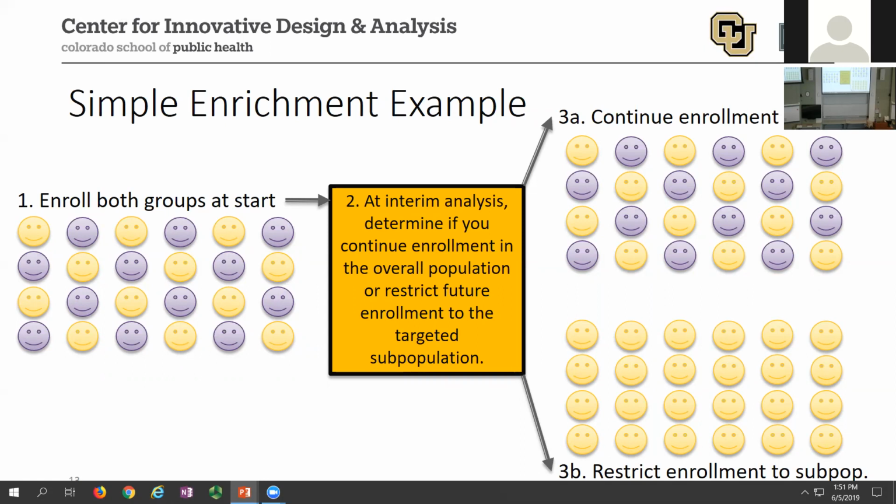Or do we want to restrict our enrollment in the next stage of the trial to only focus on these yellow smiley face individuals? Perhaps we've identified that there isn't promise shown in the purple smiley face subgroup, and we want to increase our power by focusing our second stage enrollment on the yellow smiley face individuals to have more information for those people. At this stage, we have two potential options, where we decide a priori to make that change and then follow through with thresholds or decision rules that we defined in advance, either enriching or maintaining the same subpopulation of interest.